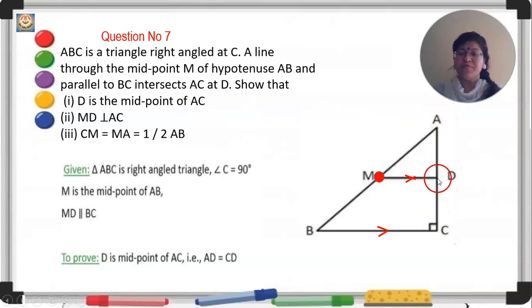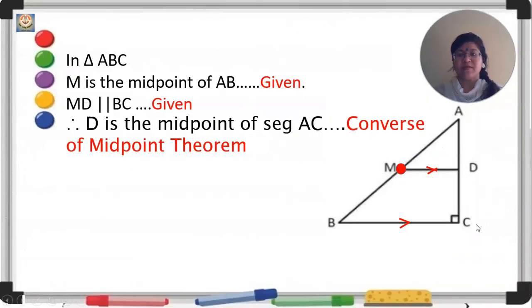Now, in order to prove D is the midpoint of AC, we take this complete triangle ACB. I've already mentioned out here what is given and what you need to prove. So let us first prove D is the midpoint of AC. Now, M is the midpoint of AB. It is already given. MD is parallel to BC. It is given. Therefore, D becomes the midpoint of AC because of the converse of the midpoint theorem. So the first part is already proved.